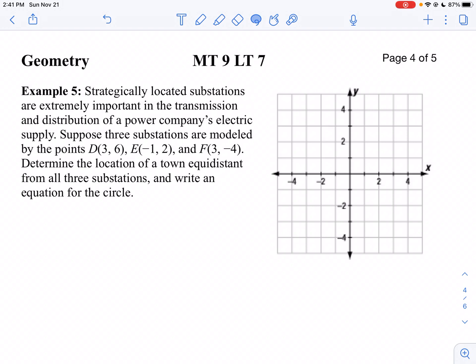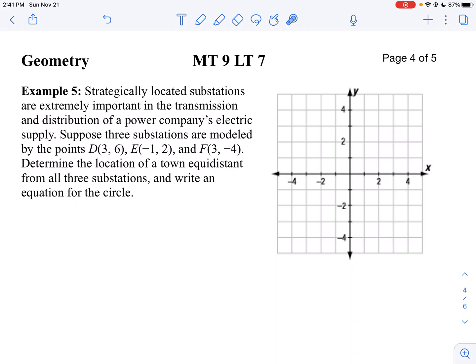Here I have a problem. It says strategically located substations are extremely important in the transmission and distribution of a power company's electric supply. Suppose 3 substations are located at the points (3, 6), (-1, 2), and (3, -4). I want to determine the location of a town equidistant from all 3 substations and write an equation for the circle. In other words, I want to find the center of my circle.